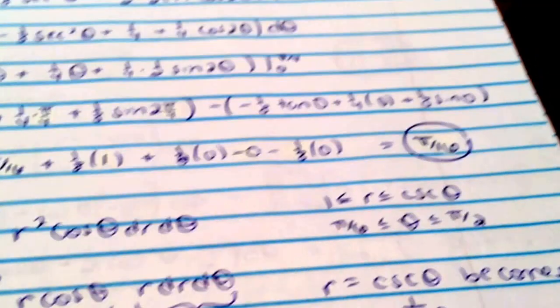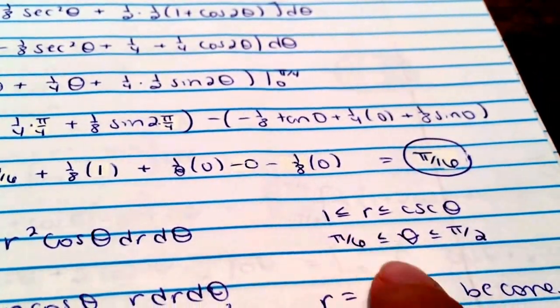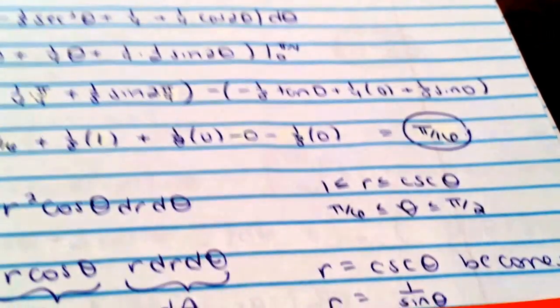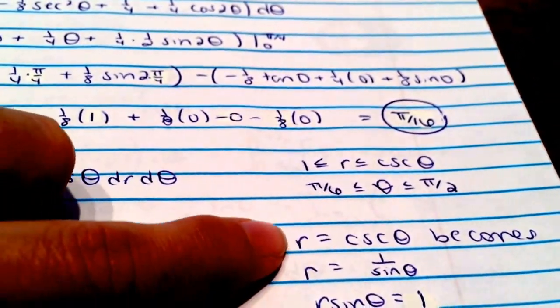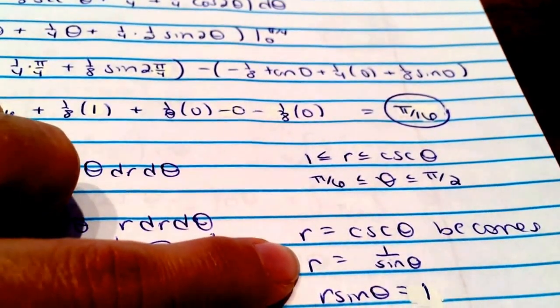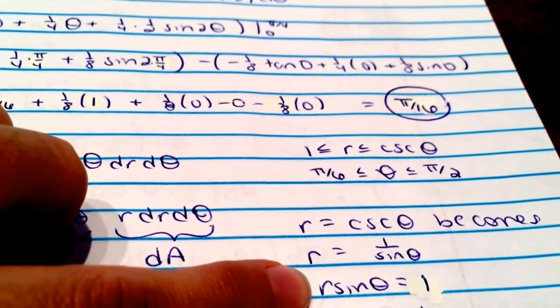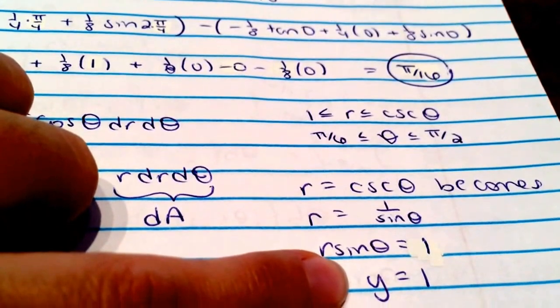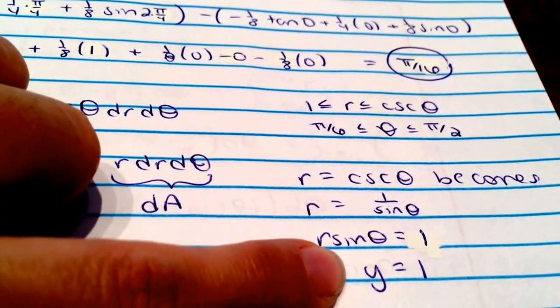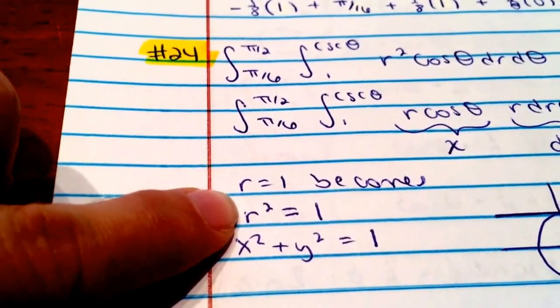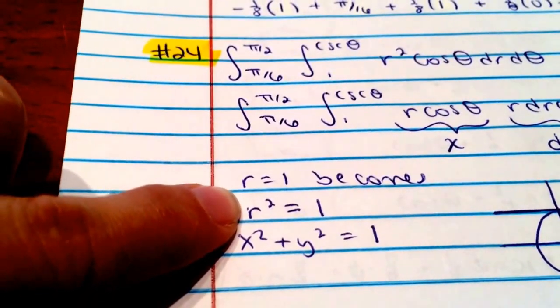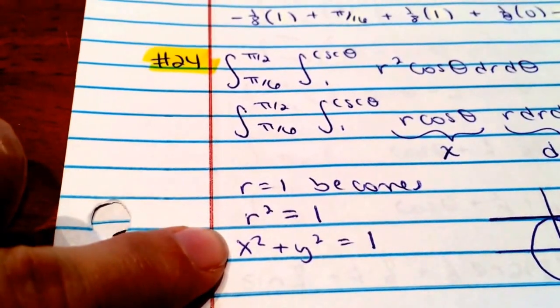So now let's look at the bounds. My r was between these two things, my theta here. So this is kind of working backwards from what we were doing before. R equals cosecant, that's the same thing as r equals 1 over sine, multiply on both sides. R sine theta is y, so y equals 1. Okay, and then r equals 1, square both sides. R squared equals 1, because 1 squared is still just 1. And then that's x squared plus y squared equals 1.